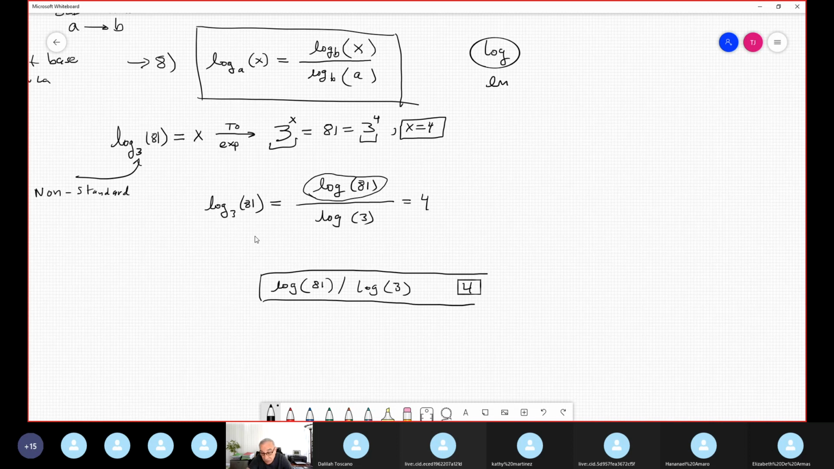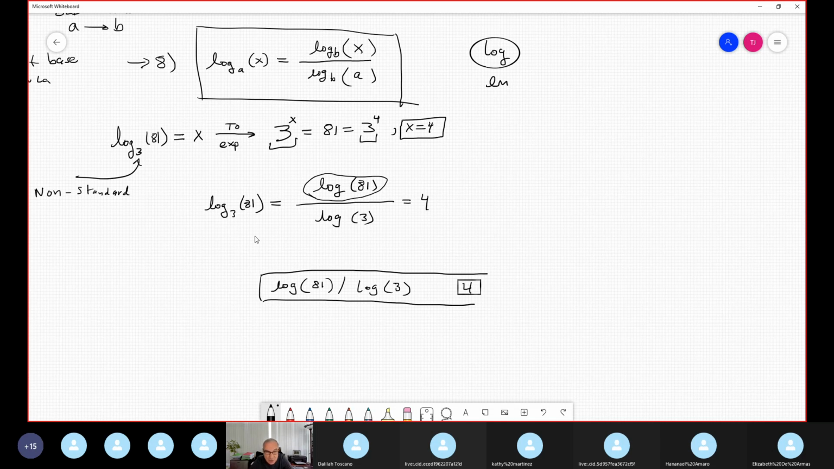Normally, depending on the problem, the base is standard or non-standard. If it's standard, it's nice, you can put it directly in the calculator. If it's non-standard, we use the change of base formula to convert from non-standard to standard logarithm.